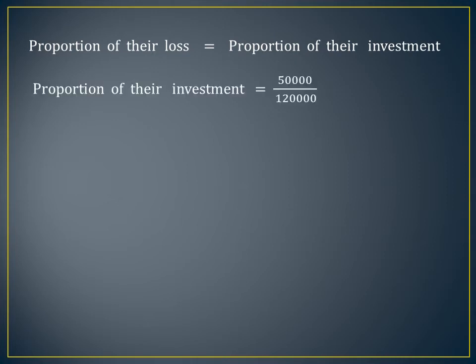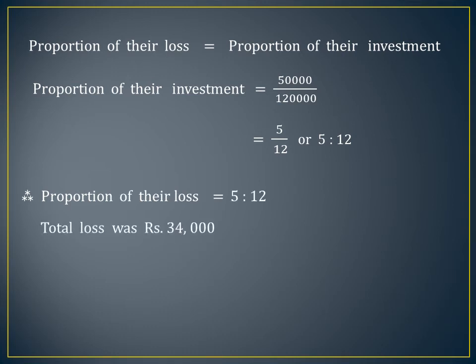So the proportion of their loss will be equal to the proportion of their investment. So to calculate the proportion of their investment, we'll take the ratio, that is 50,000 of Virat upon 1,20,000 of Samrat. So that gives us 5 upon 12, or 5:12. So this was the proportion of their loss, and their total loss was rupees 34,000 as we just now calculated. Now to write the ratio 5:12 as quantities, we multiply each number of the ratio with a common factor, say x. So therefore, let Virat's share be 5x and Samrat's share be 12x.